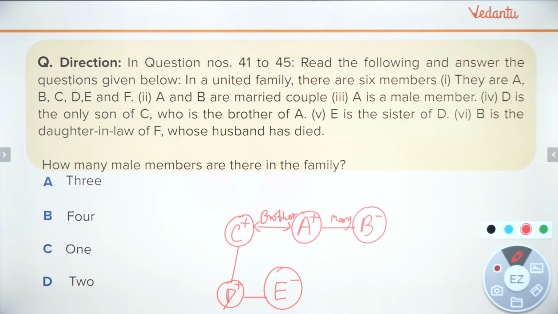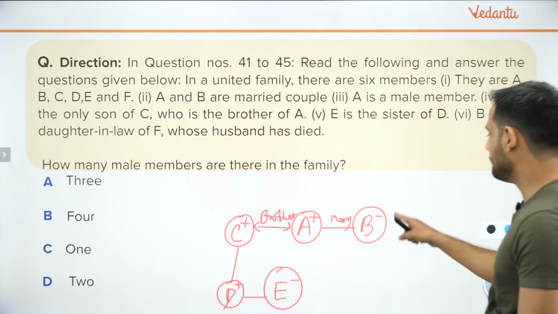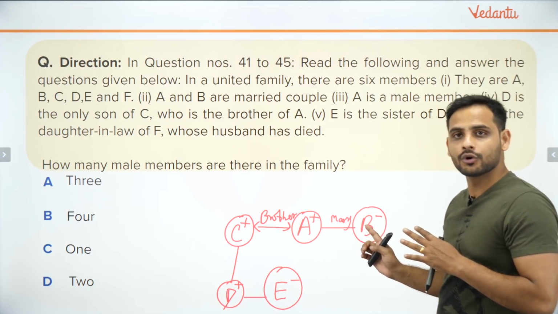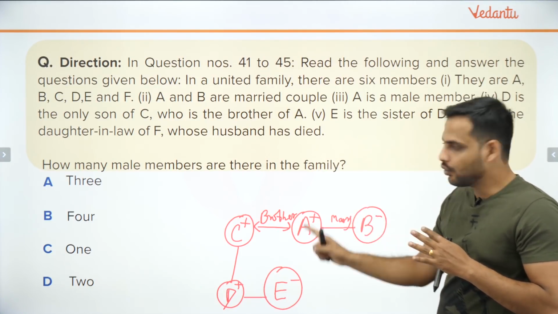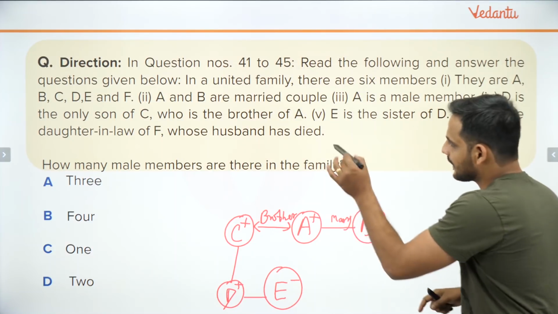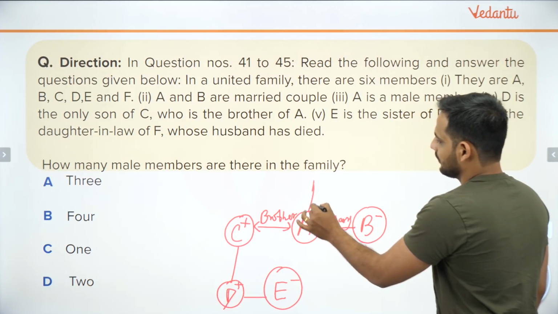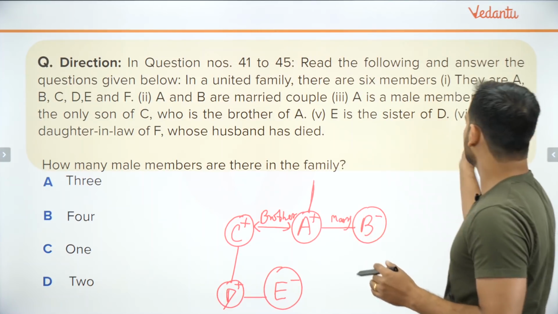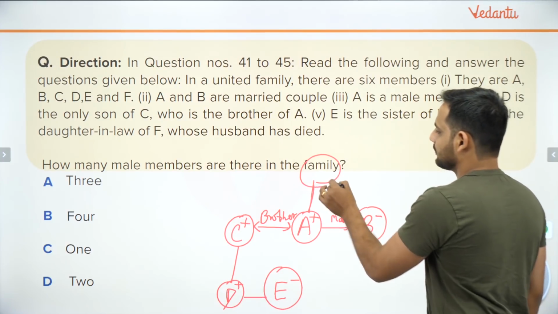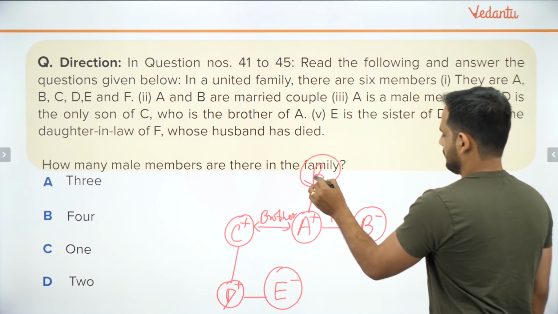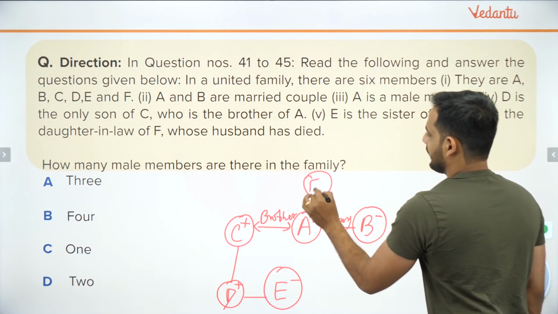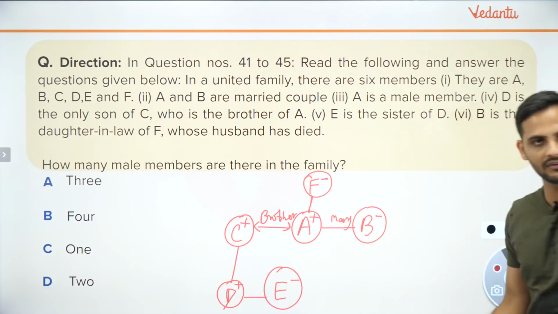Okay. B is the daughter-in-law of F. B is the daughter-in-law for whom? For A's mother, whoever is A's mother, for A's mother B will be the daughter-in-law. That means they are telling us that A's mother or father-in-law. So B is the daughter-in-law of F, whose husband has died. So that means she is the mother-in-law. So this is your F, and her husband has died, that means she is female as well.